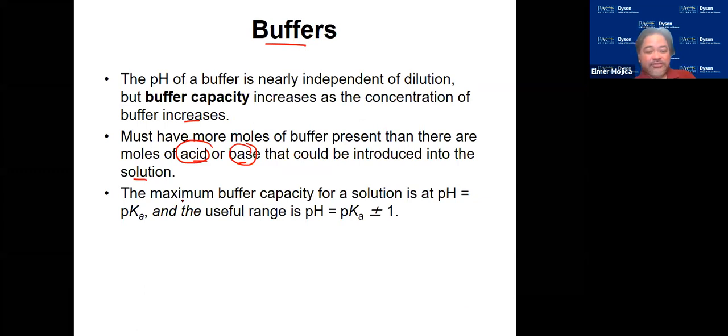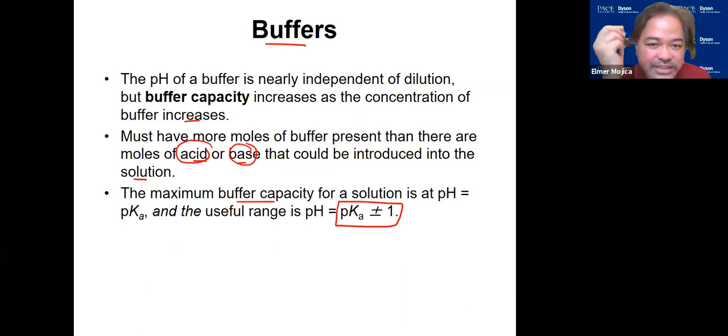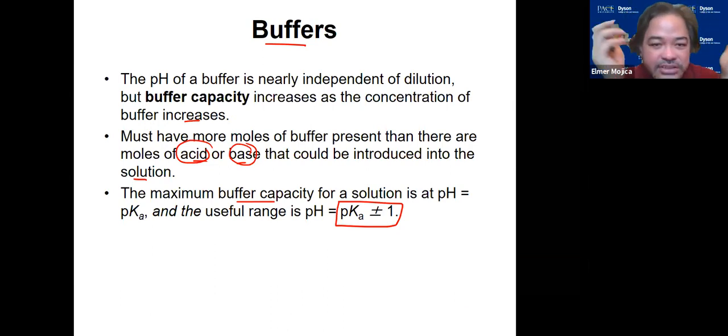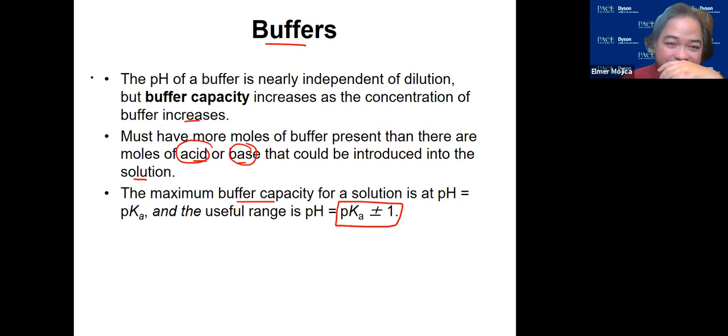Okay, so if you're going to look at the maximum buffer capacity, usually it's pKa plus or minus 1. So you can only use a buffer based on its buffering capacity. So at every pH, there's usually an associated buffer that you can use. If it's pH 4, you use the citrate buffer or the acetate buffer. If it's pH 7, you can use the phosphate buffer, which is the buffer system in our body. Okay? Phosphate buffer, that's the buffer system.